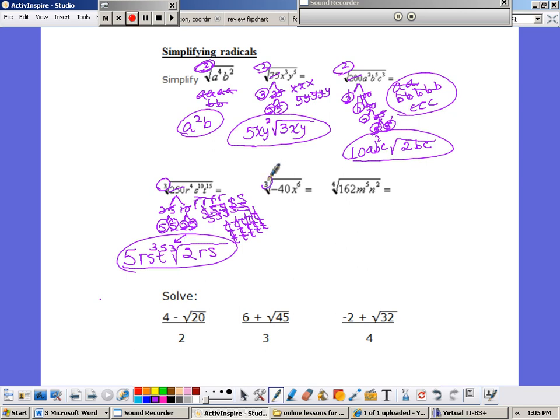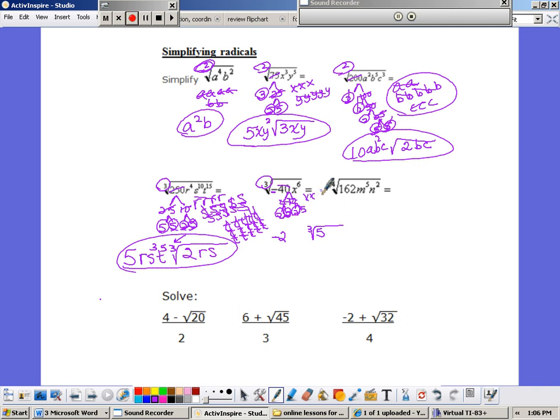Okay, this is an odd index 3, so this negative can come out. It's okay. 40 breaks into 4 and 10, 2 and 2, 2 and 5. Cross, cross, cross. I have 3 2's, so a 2 comes out. Don't forget my index, the 5 stays in.